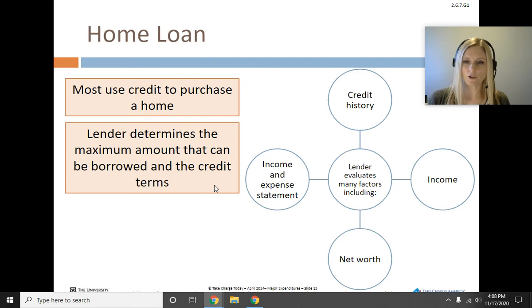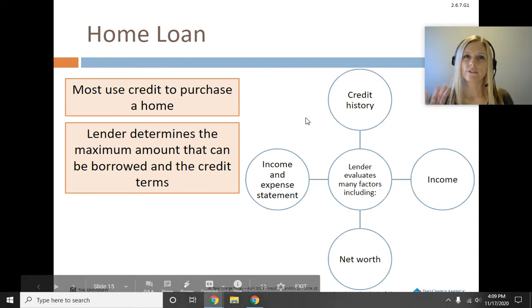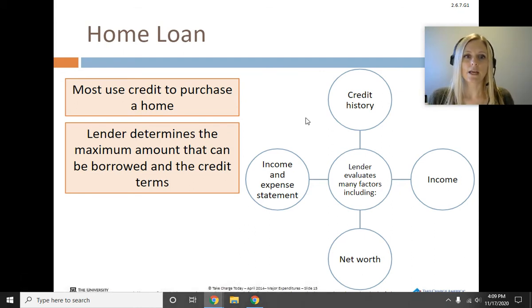Some things that they are going to evaluate: your credit history, your income, your net worth, meaning the things that you own versus the things that you owe, and your income and expense statement. So they're going to evaluate you as a whole, your financial picture, to be able to tell what they think you can afford to pay back regularly.